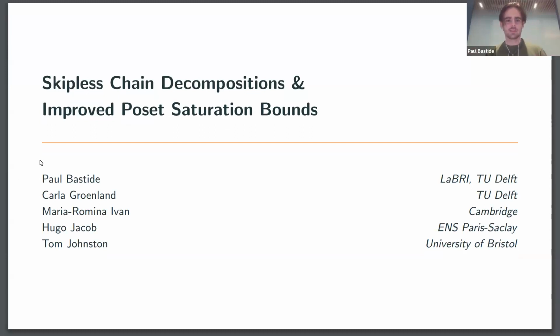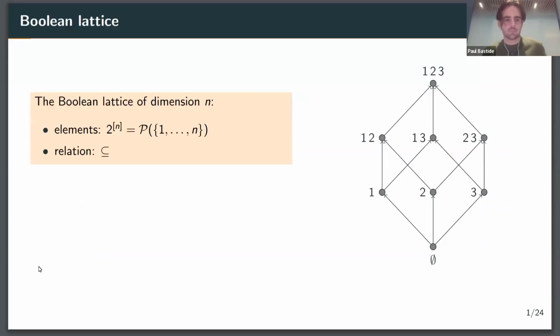So yeah, I will talk about skipless chain decomposition. And this is based on two joint works. The first one is with Carla, Hugo and Tom, and the second one is with Carla, Maria and Tom, without Hugo this time. Okay, so let's jump into it.